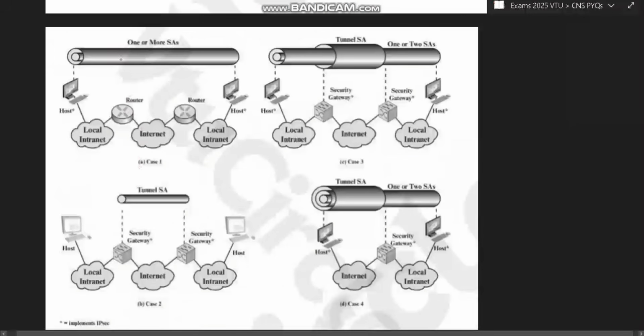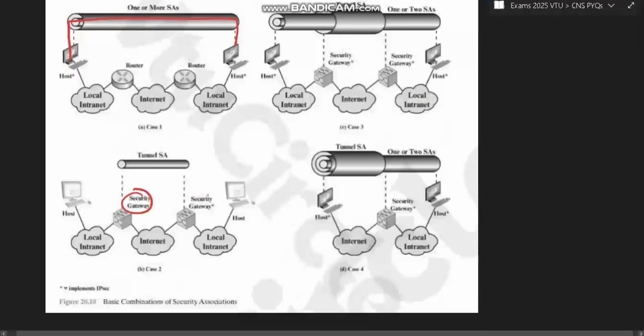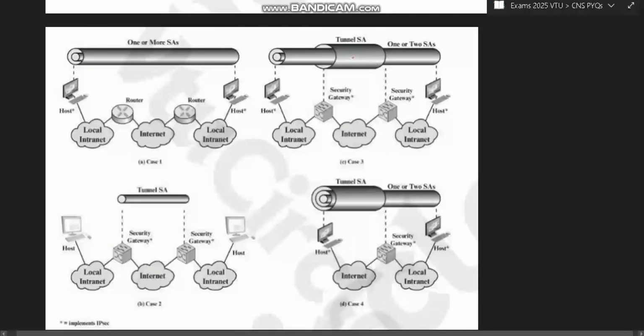So in the diagrams, the first case is one or more SAs. There will be a tunnel present here, and a router connected directly to the host, and the host will transfer data using one or more security associations. The next case is the tunnel with the security gateway, and the security gateway transfers the data, not the host. The security gateway will transfer the data between the tunnels. That is also a secure way. The third one is tunnel plus end-to-end security. The security gateway will transfer the data in a bigger tunnel, and the host will transfer in a smaller tunnel, with the bigger tunnel on top of the smaller tunnel.